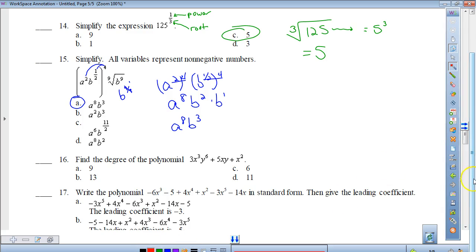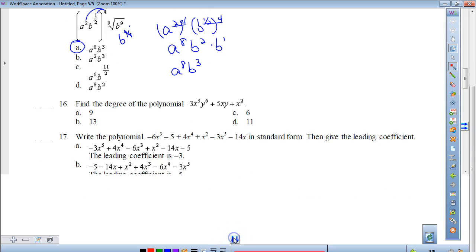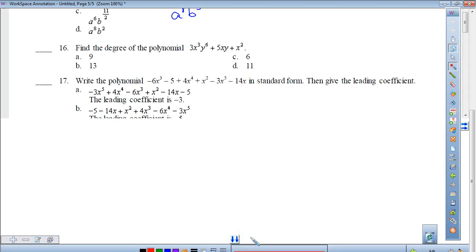Number 16 asks us to find the degree of the polynomial. Now if you recall, for the degree of a monomial, it's just the one term, you will add together the exponents that are on all of the variables that you have. And the degree of the polynomial means that you look at the degree of each monomial that's involved and choose the largest degree.